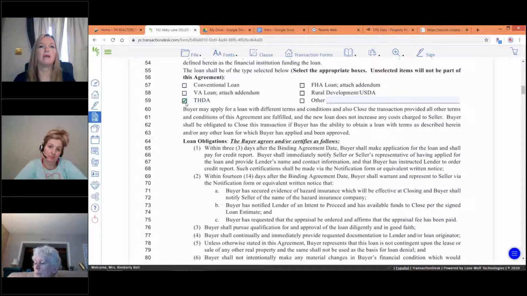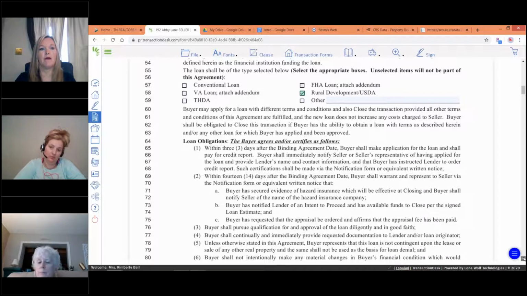Do they get their earnest money back? If I was the seller, I would say, no, you failed to act in good faith and do what you were supposed to do to make that loan happen. You weren't denied because your circumstances changed. You were denied because you failed to do something. Yeah. So just a thought.